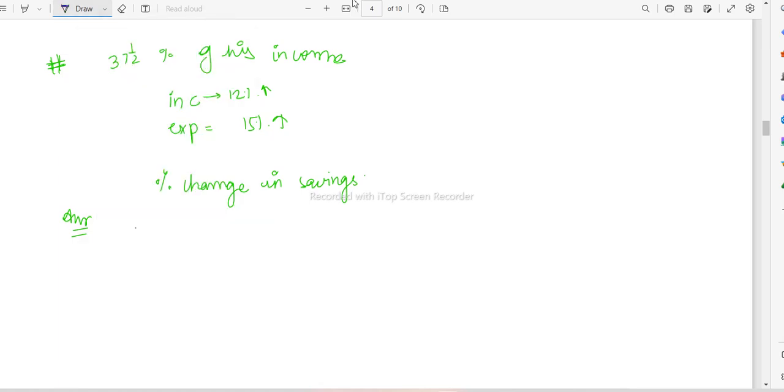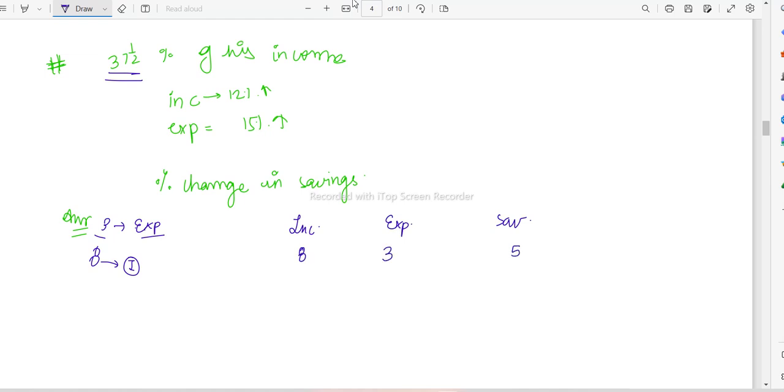Okay. So here it is saying 37 1 by 2%. That means you know that his income is 3 by 8 according to this. So this one would be the income and this one would be the expenditure, and then you can calculate the savings. Okay, so if I say that the total income and the expenditure and the savings are as follows: income was 8, expenditure was 3, then saving would happen 5.